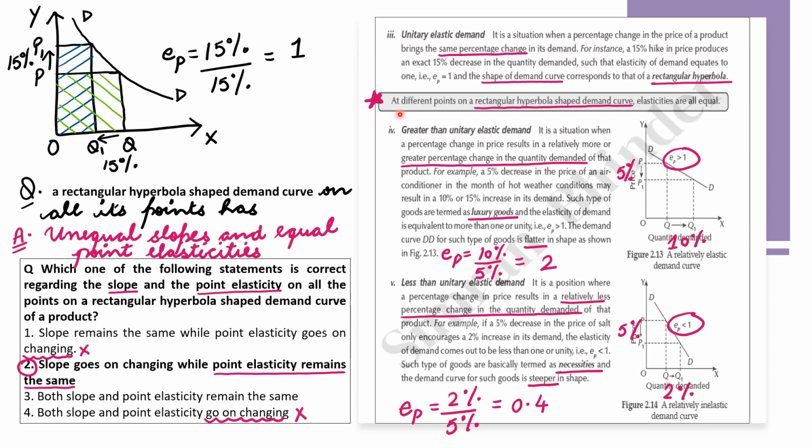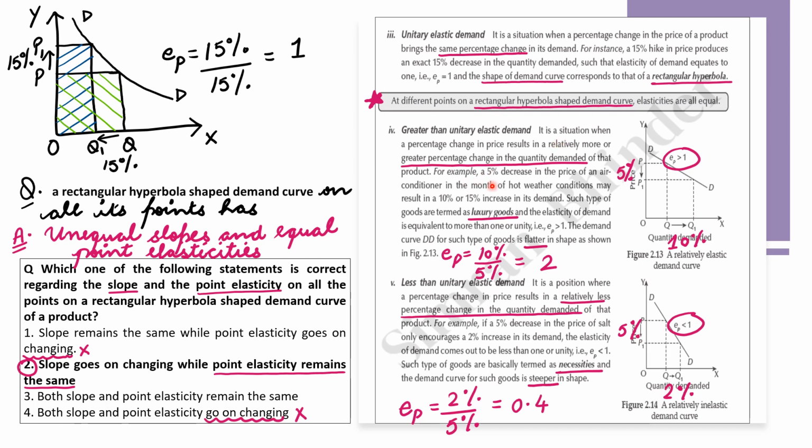Next, the fourth degree of price elasticity of demand is greater than unitary elastic demand. So let's understand. It is a situation when there is a percentage change in the price of the product, and obviously it results in a relatively more or greater percentage change in the quantity demanded of that product. So what is greater than unitary elastic demand? However much the percentage change in price of the product is, if it results in a greater percentage change in the quantity demanded of that product, that is termed as greater than unitary elastic demand.